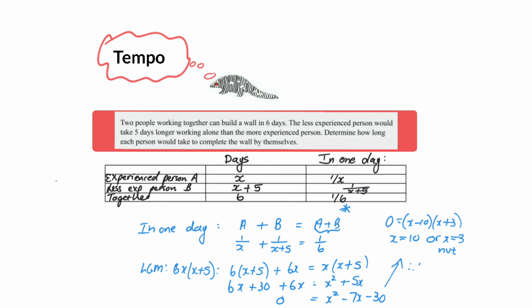Therefore, A takes 10 days. What does B take? Well, B was x plus 5, so B takes 15. Together they take 6.